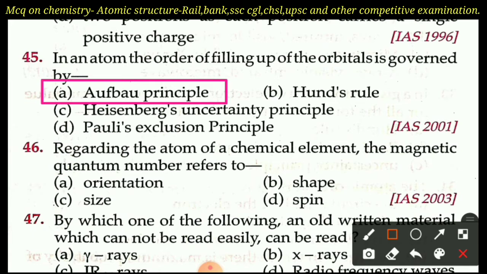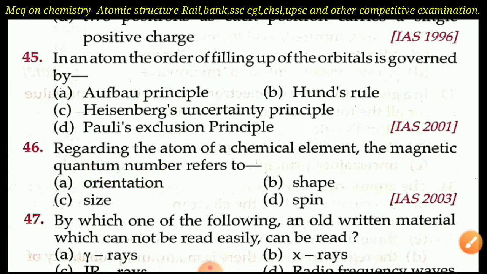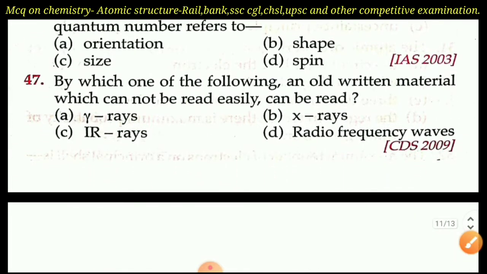Next question is question number 46. Regarding the atom of a chemical element, the magnetic quantum number refers to: A, orientation; B, shape; C, size; D, spin. The right answer of question 46 is A, orientation.